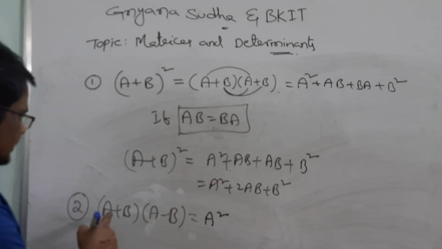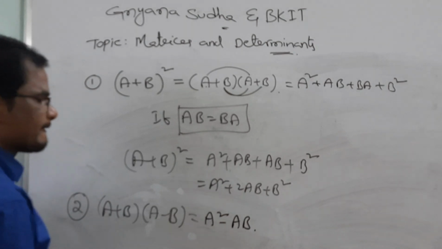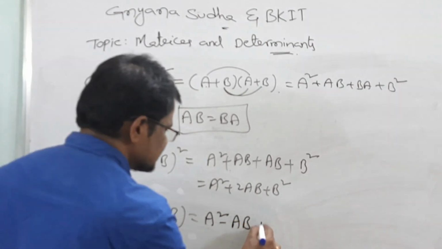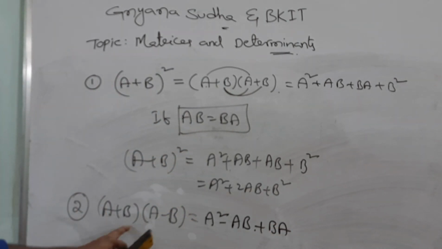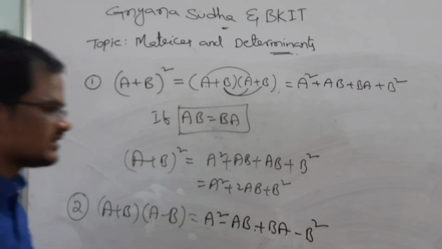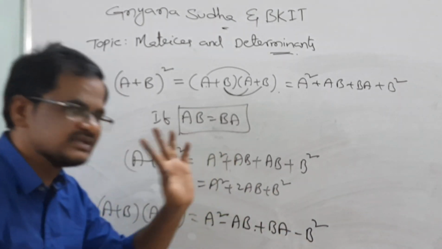Next, A into minus B means minus AB. Next, B into A, plus BA. Next, B into minus B, so what will we get? Minus B square. Like this you have to multiply. A into A square, A into minus B, minus AB, B into A, plus BA, and B into minus B, minus B square.